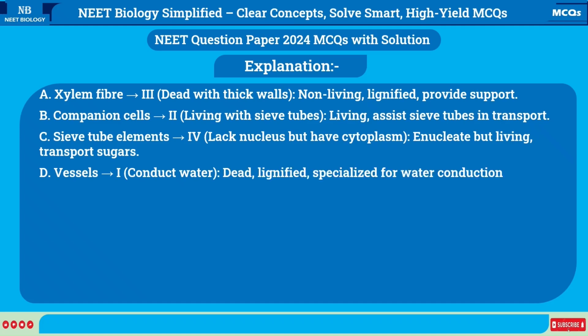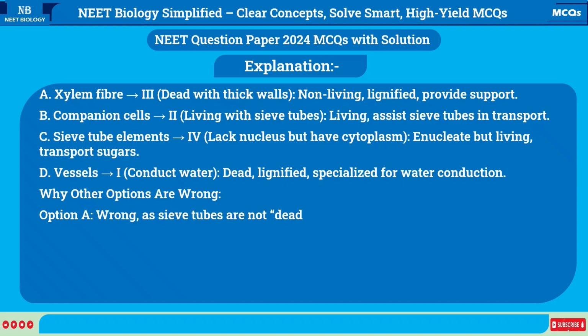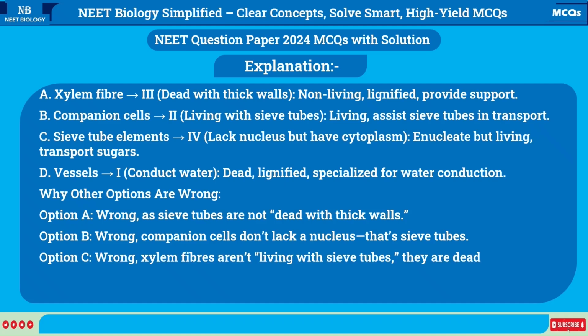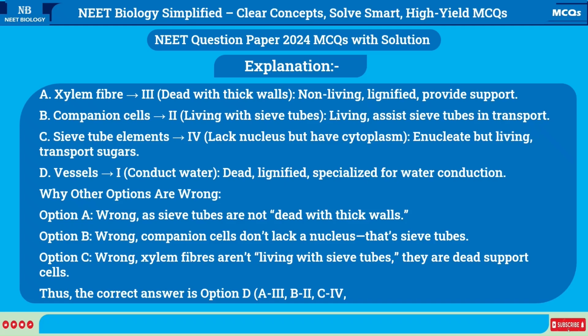Why are the other options wrong? Option A is wrong, as sieve tubes are not dead with thick walls. Option B is wrong, as companion cells don't lack a nucleus, that's sieve tubes. Option C is wrong, as xylem fibers aren't living with sieve tubes, they are dead support cells. Thus, the correct answer is option D, A3, B2, C4, D1.